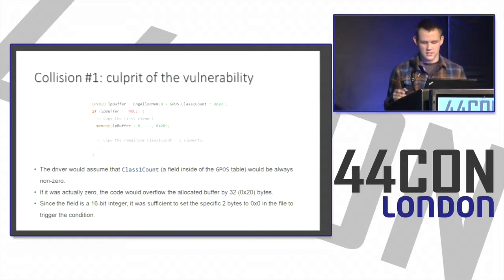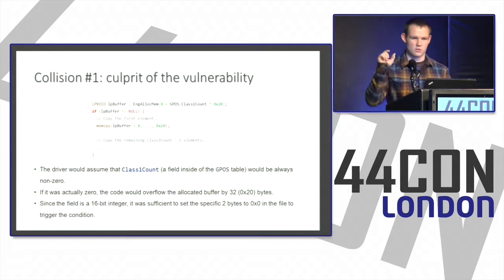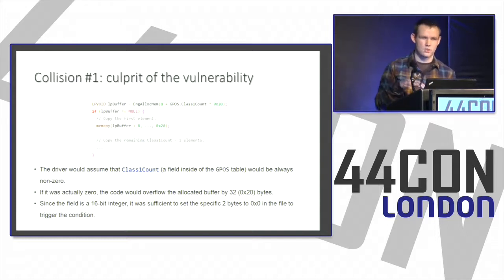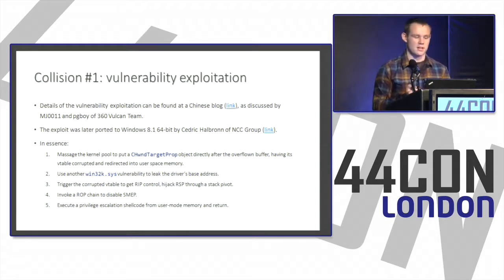So as you can see, the condition itself was also very easy to find because it was just sufficient to set 2 specific bytes next to each other in the file to zeros in order to trigger the bug. So it's super easy to find this through fuzzing. The details of the bug were discussed in several places by several different people, and they also wrote exploits for Windows 8.1, 64-bit, and other platforms.